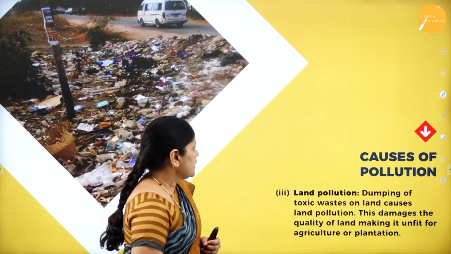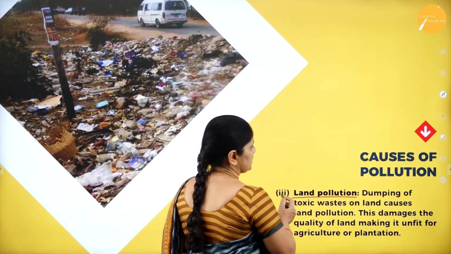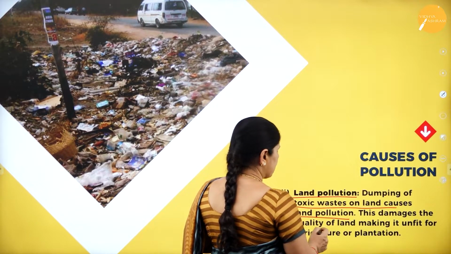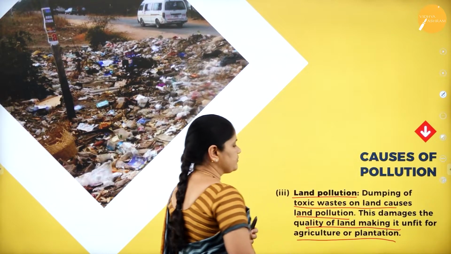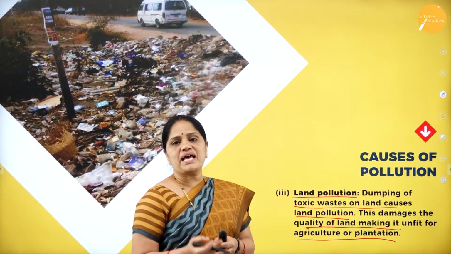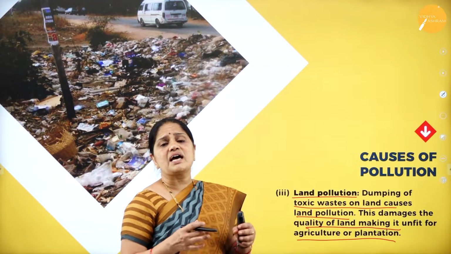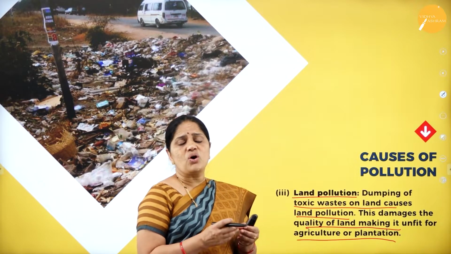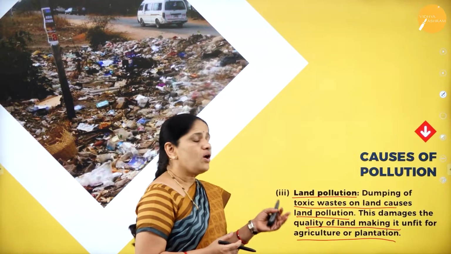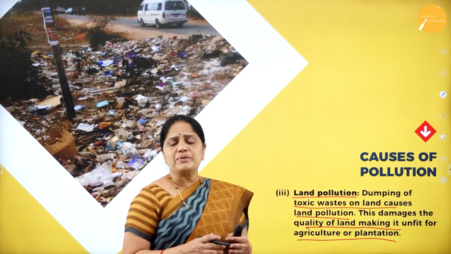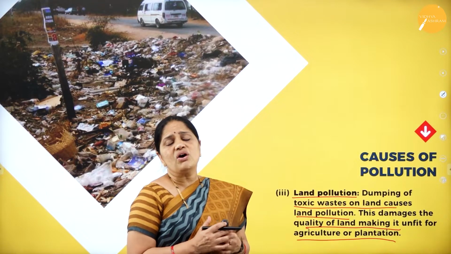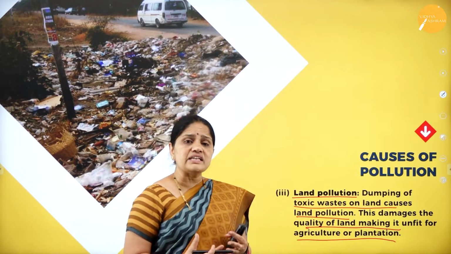Then the next pollution is land pollution. The dumping of toxic waste on land causes land pollution. This damages the quality of land, making it unfit for agriculture or plantation. If you can see here, all the waste, that is the plastic bottles and all kinds of e-waste, are being dumped onto the land, because of which all the toxins are released into the land, and this makes the soil unfit for agriculture or any other plantation. Nothing grows there, so it becomes a desert. If you keep on dumping all these kinds of e-waste and radiations, it will give rise to a poisonous land where nothing will grow.